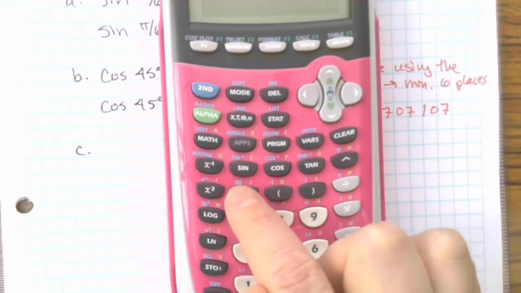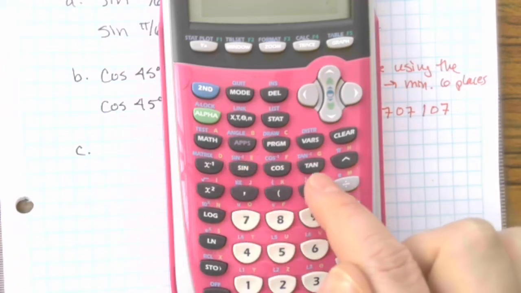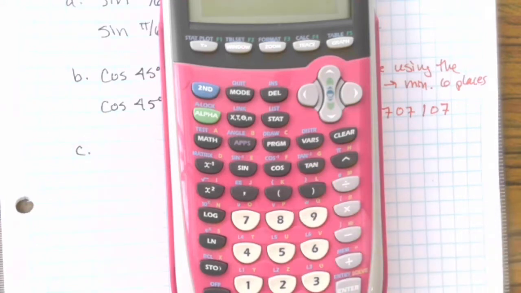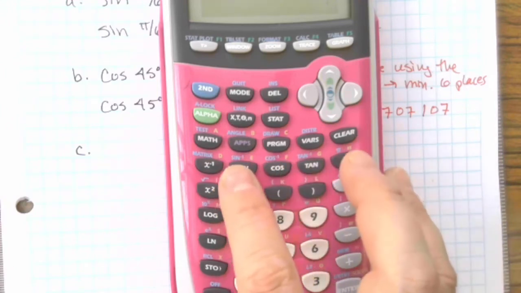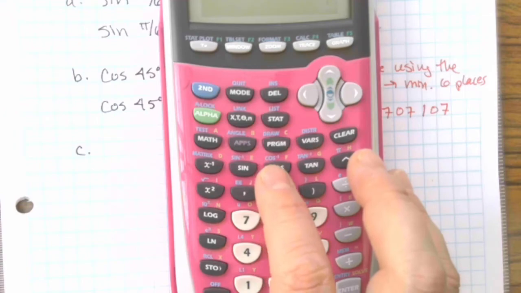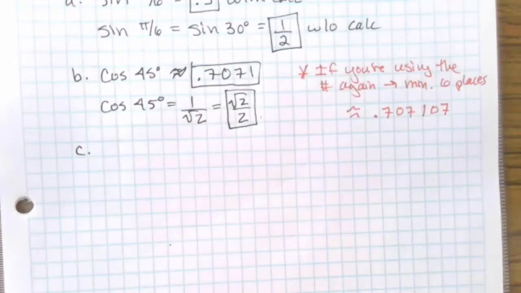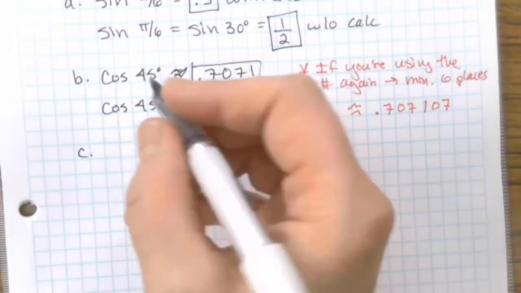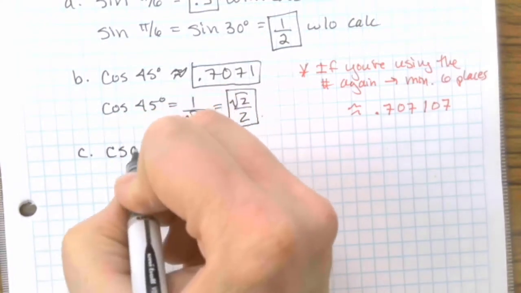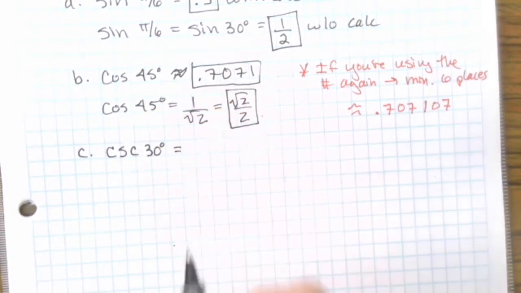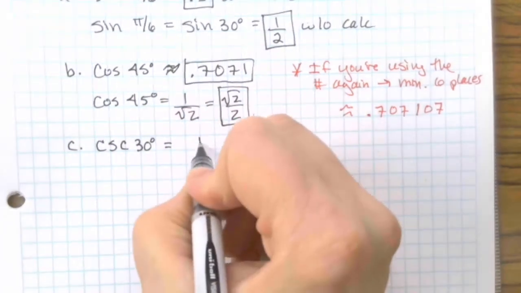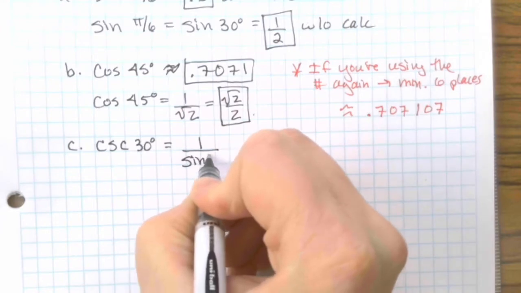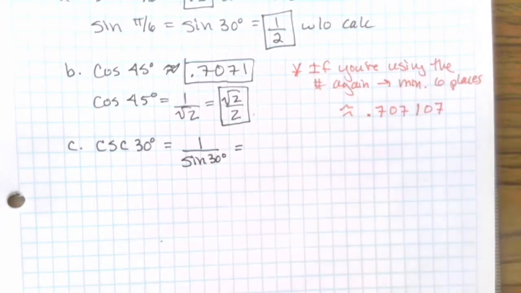These little blue buttons here, sine to the -1, cosine to the -1, tangent to the -1, these can be confusing because they look like reciprocals, but they're not. They're actually arc tangent, arc cosine, arc sine. Those are not buttons we can use for the other 3 functions. So let's do cosecant of 30 degrees. Now we know that cosecant is 1 over sine. So we can write this in terms of sine, 1 over sine of 30 degrees.